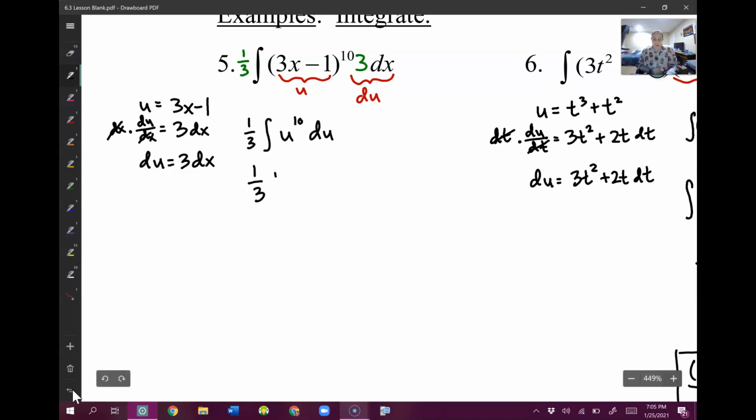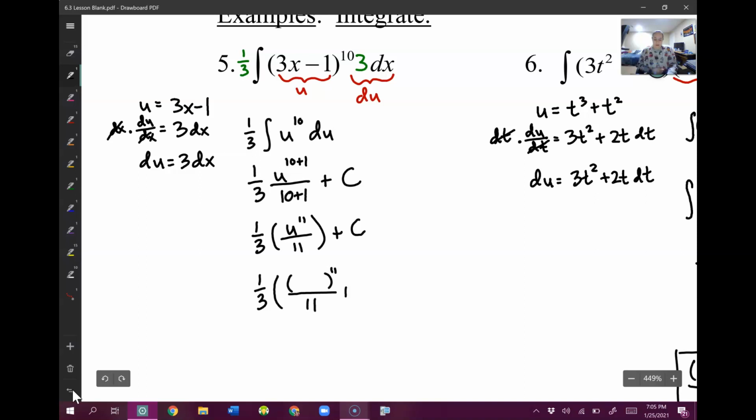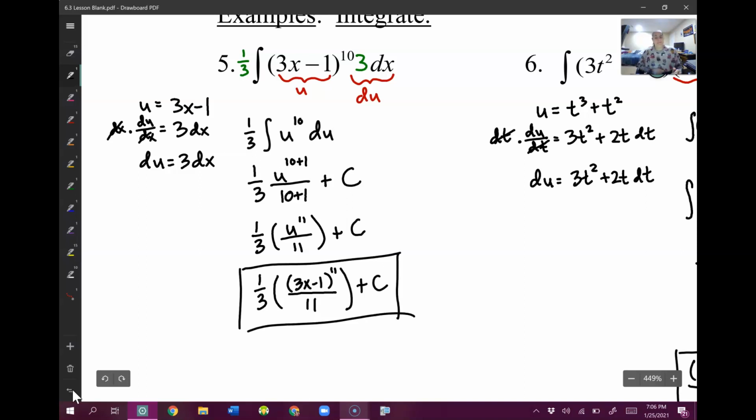So now I can take my integral. This is just a power rule, so it's going to be u to the 10 plus 1 over 10 plus 1, plus my constant of integration. So I've got 1/3 times u to the 11th all over 11. And then last step, let's substitute u back in. So my u is 3x minus 1. And there we go. All done.